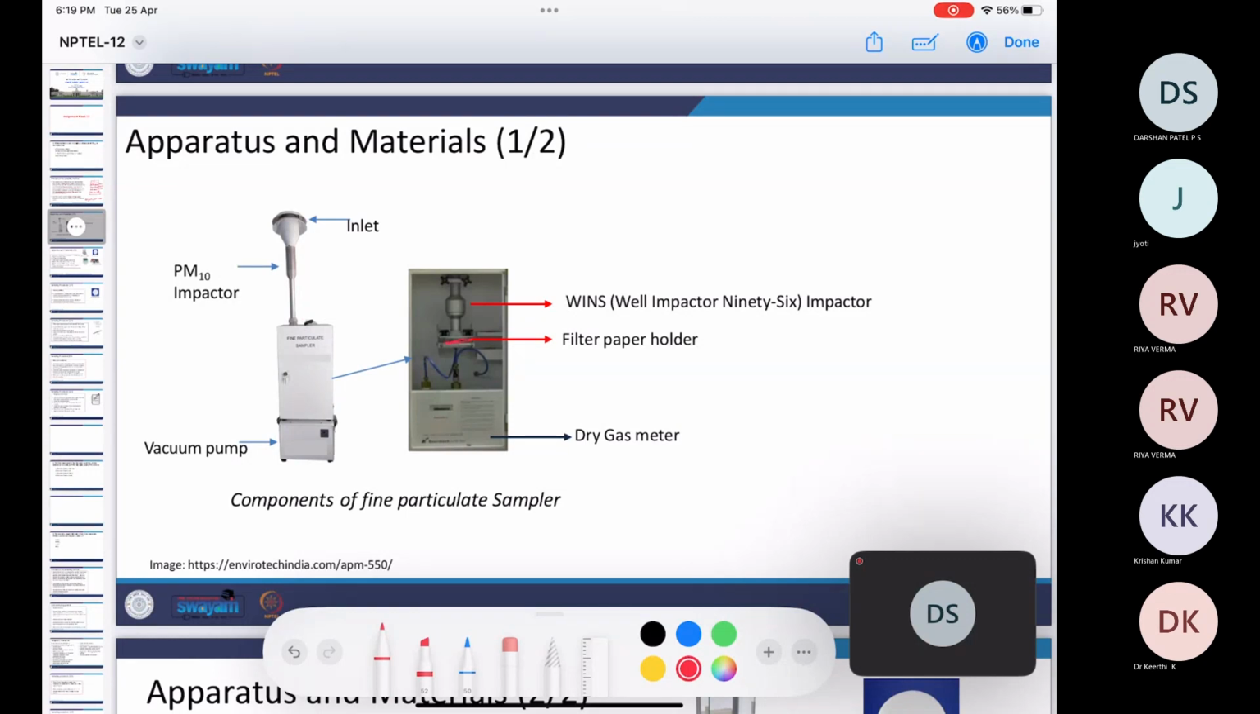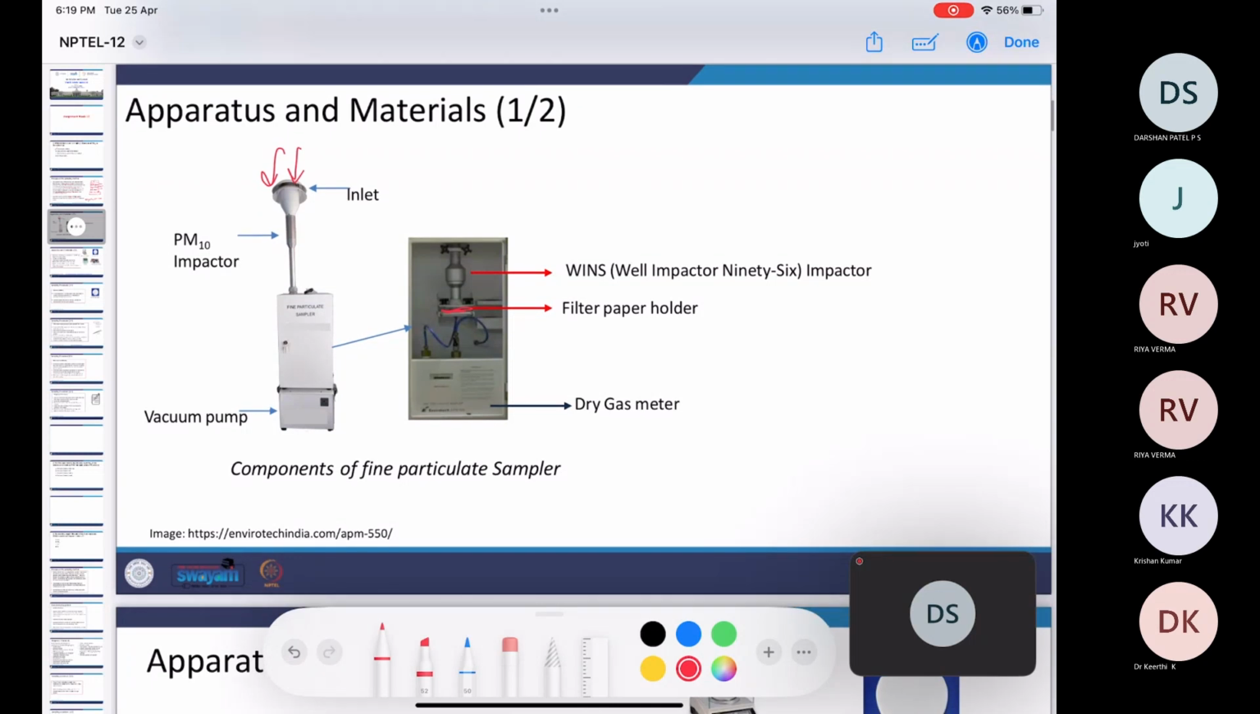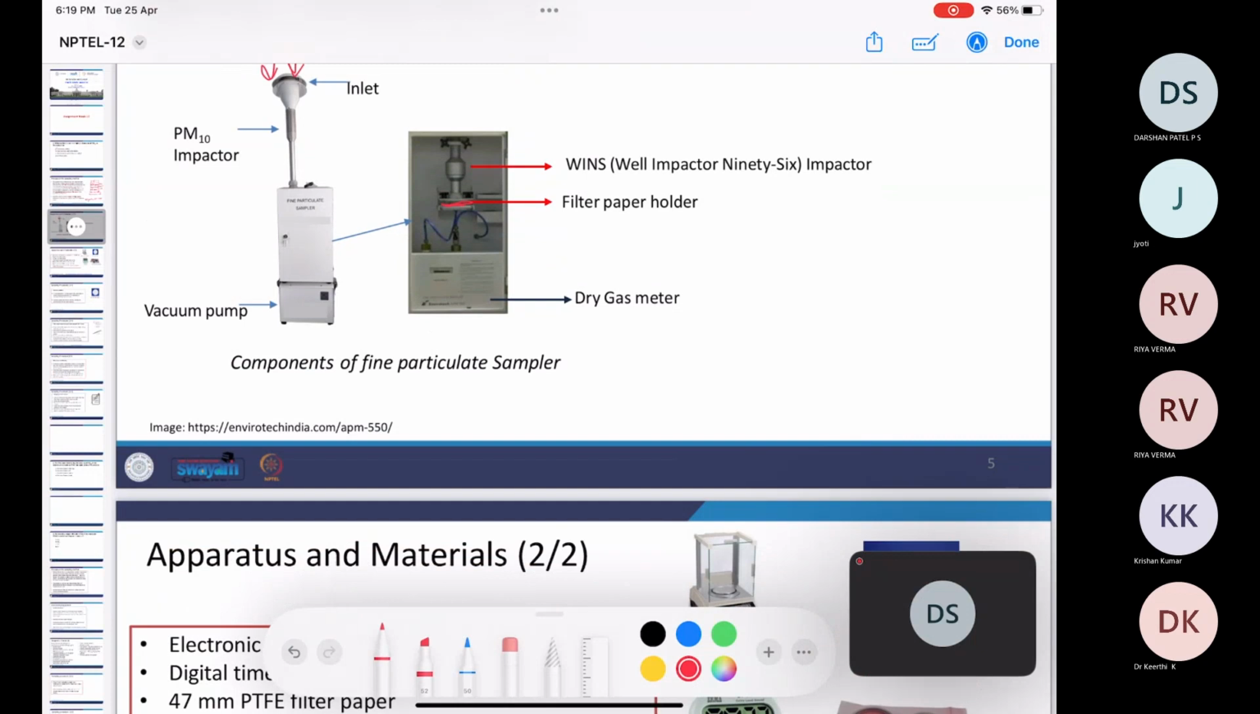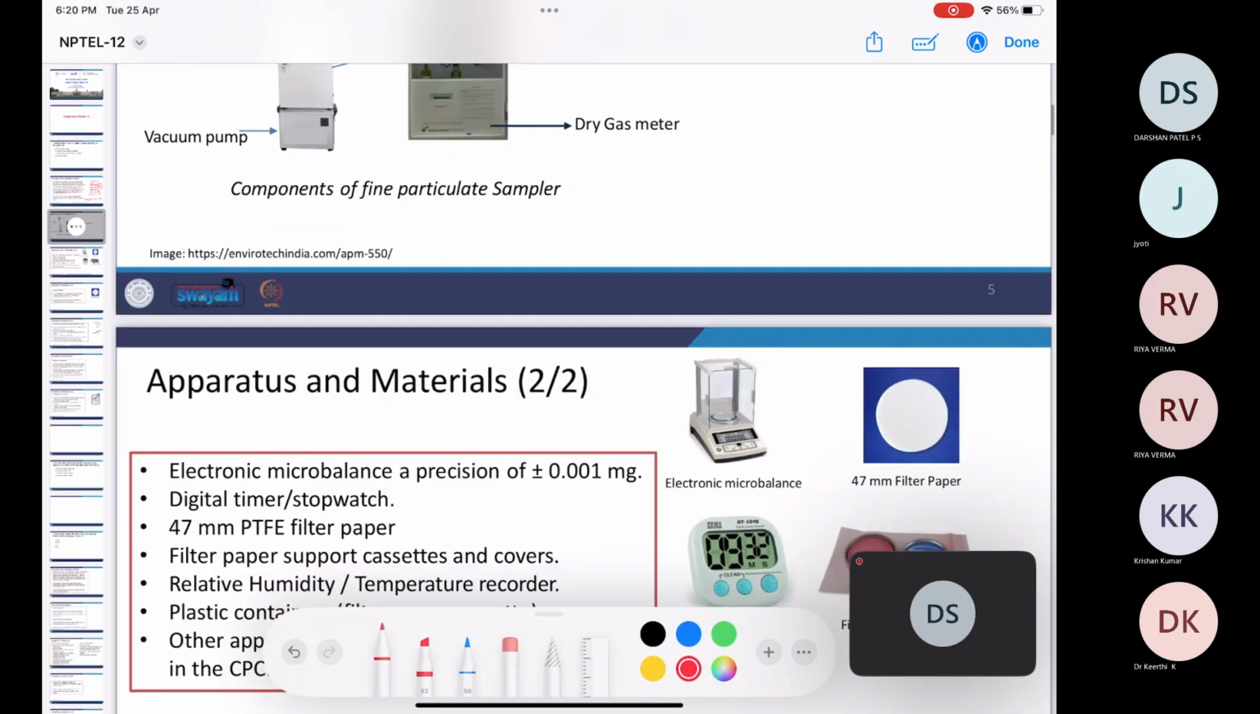This is your filter paper holder. Here your filter paper is placed. Now here we also have a dry gas meter. A vacuum pump is there to suck the air stream, to let the air enter from this inlet. When this air stream passes through this filter paper, the particles of size 2.5 microns or more get stuck on the filter paper, and the smaller particles move in the downward direction.